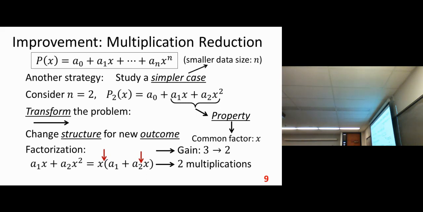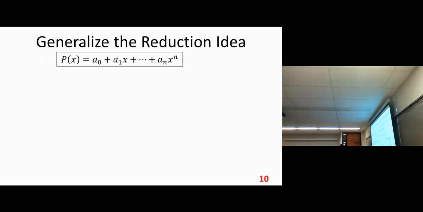We want to generalize this simple technique to arbitrary n. The arbitrary n case. So how to generalize it? We generalize the multiplication reduction idea. We try to get something. After we try this simple example, we try to summarize some rule so we can apply it to the general case. So what is the rule?